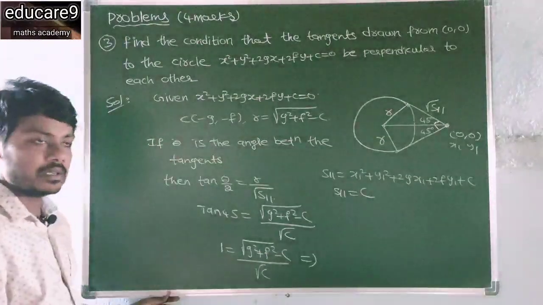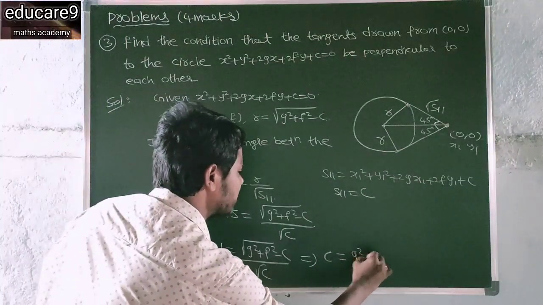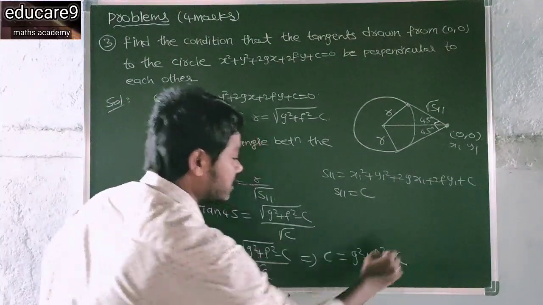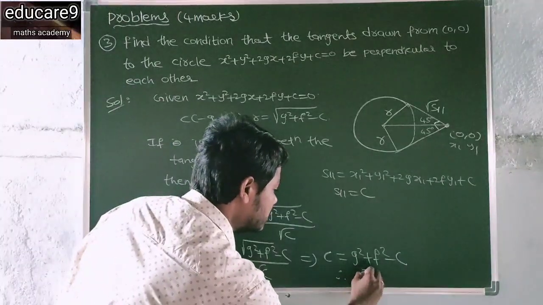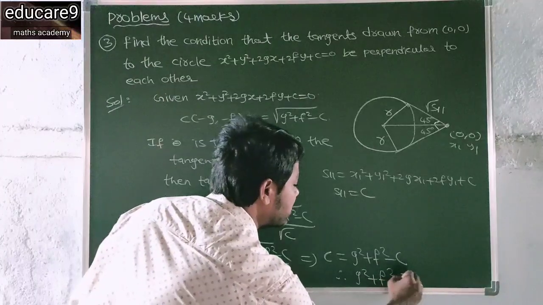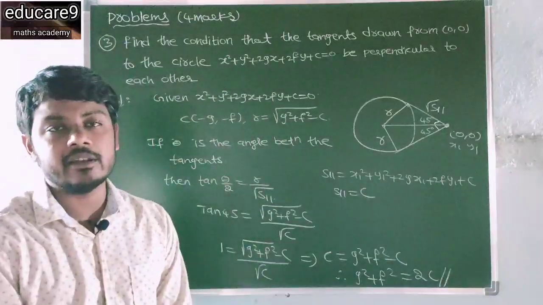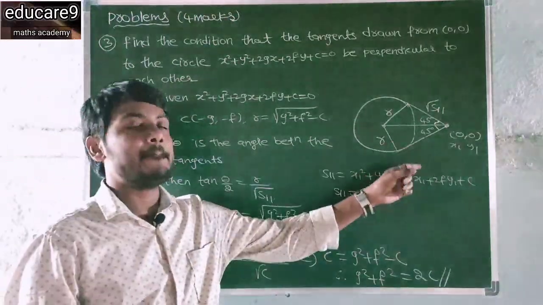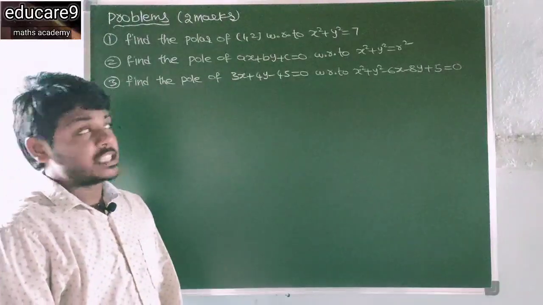So from this, c is equal to g square plus f square minus c. So therefore g square plus f square is equal to 2c. So this is the required condition when the tangents are perpendicular to each other. So see the next one.